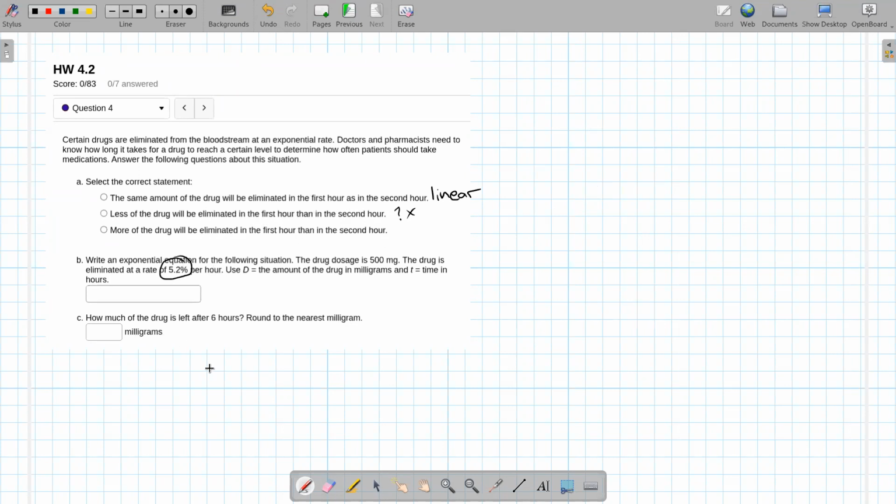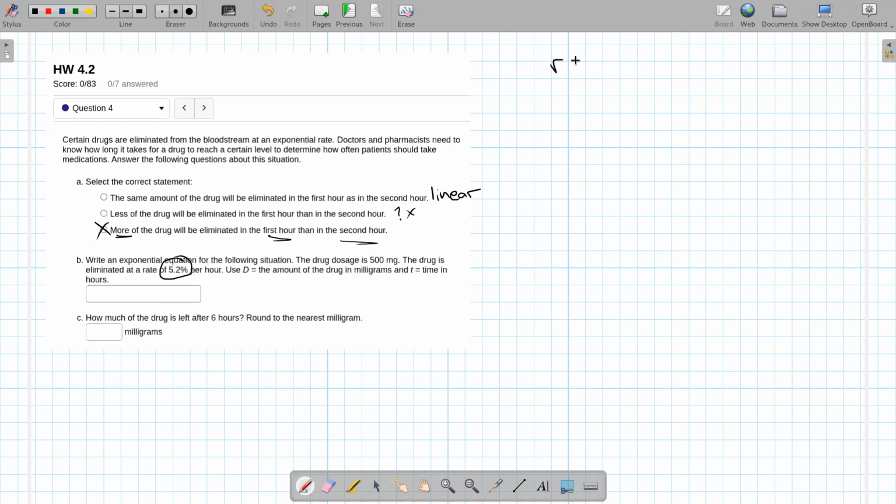More of the drug will be eliminated in the first hour and the second hour. And again, because of the percent, yeah, that's what's going to happen. Because at first we're eliminating 5.2% of 500, but then we're going to have less than 500. And when we take 5.2% of that new, smaller number, we're going to get a smaller result. So it turns out it's this last one in my version. Yours might be in a different order. More of the drug is eliminated in the first hour than the second hour. So let's double check that.